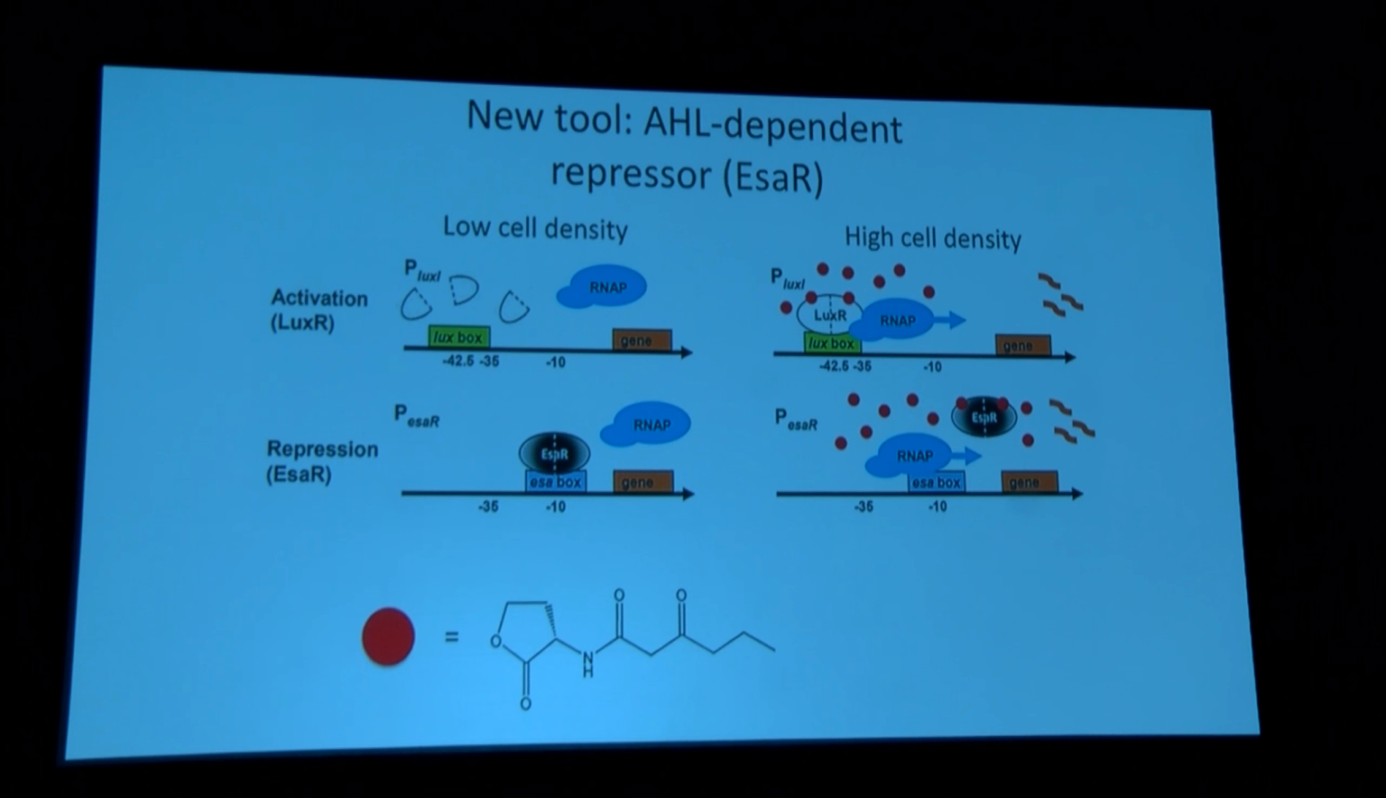Whereas we have ESA-R, right, which recognizes the same small molecule, so the same 3-oxohexanoyl homoserine lactone, but it acts much more like LacI, right, or the ERA system. And so in the absence of signal molecule, it sits down on this promoter, blocks gene expression, RNA polymerase can't get to it. Then you add the signal molecule, it releases, and you see gene expression turning on. And so we were excited about this system.